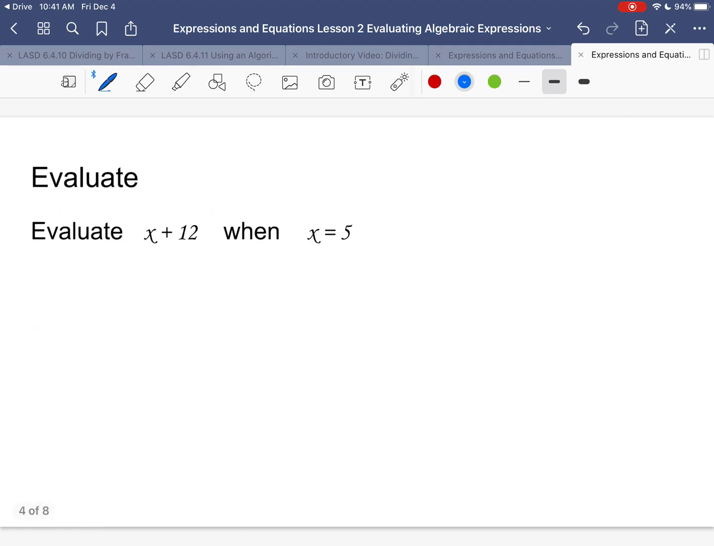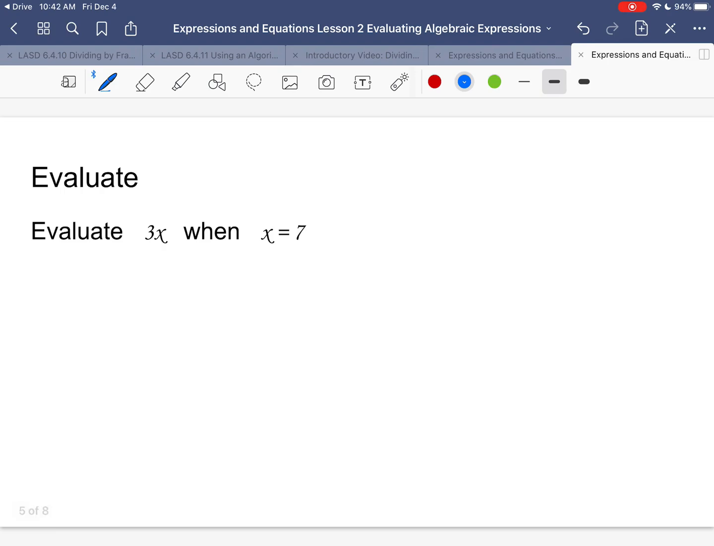So here we're going to evaluate x plus 12 when x equals 5. So we're going to find the value of x plus 12 when x is equal to 5. I recommend that you work directly underneath the expression x plus 12 and replace x with 5 plus 12, and then we can add those together and get 17. So when we evaluate the expression x plus 12 when x equals 5, the value is 17.